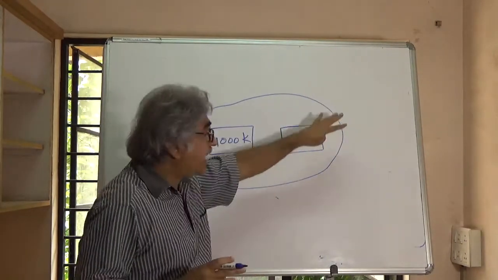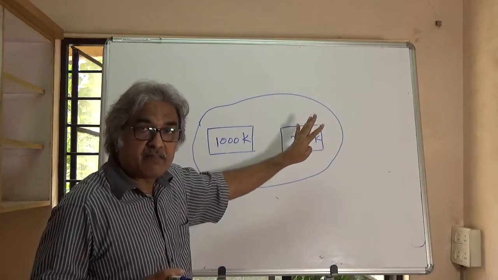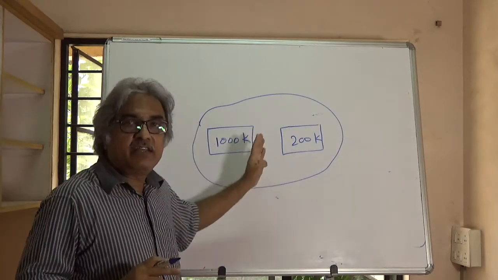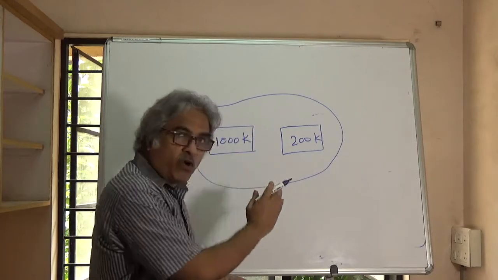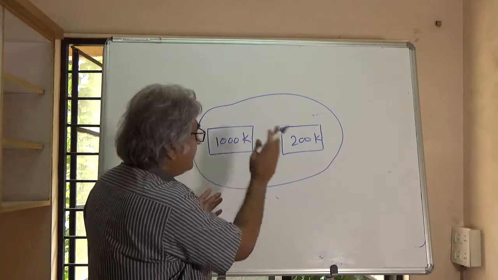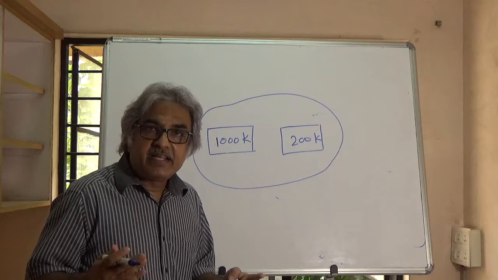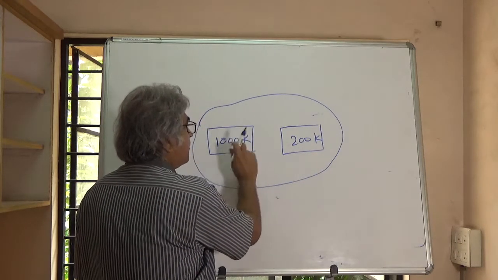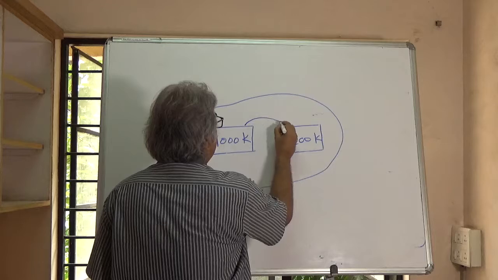This together is our system. These two bodies are our system. Now let's say that we allow heat transfer. Initially we had some separation wall, some insulation, but now we have removed it, and we allow heat transfer. Obviously heat will transfer from here to here.